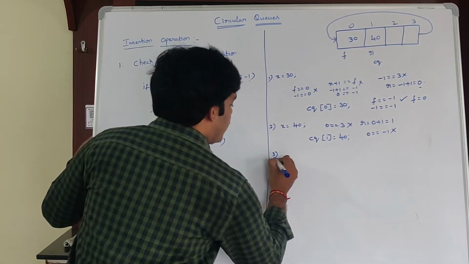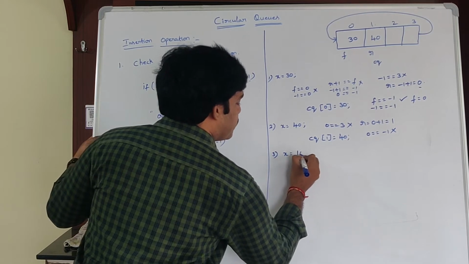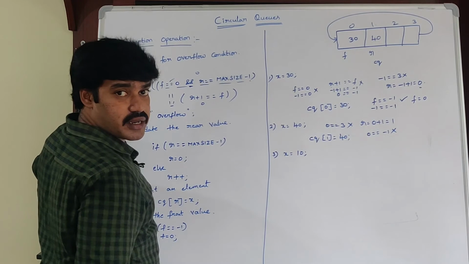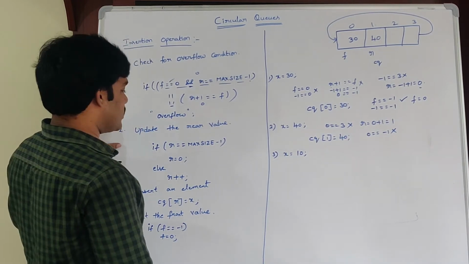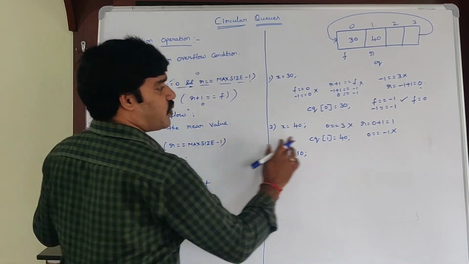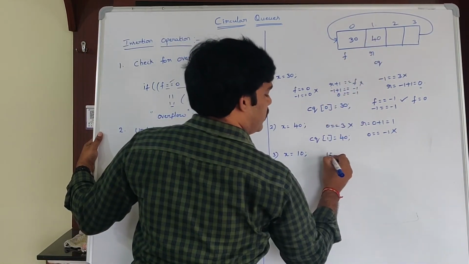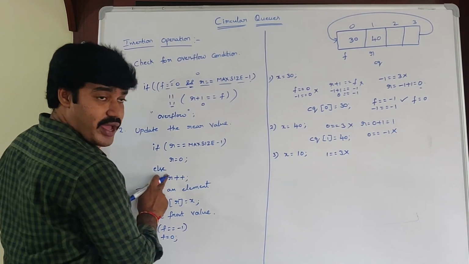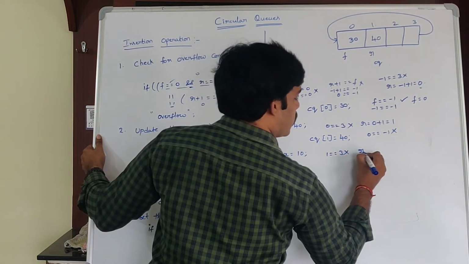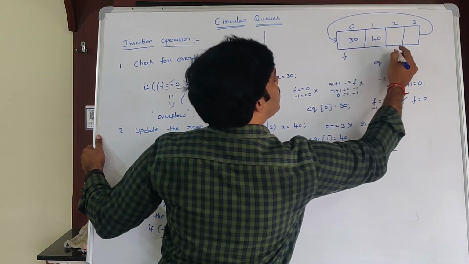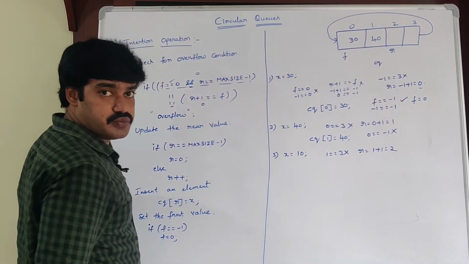Next, third element is x is equal to 10. Is circular queue full? No. Coming to the else block, update the rear value. Rear is equal to max size minus 1? Is 1 is equal to 3? No. Condition is false. Then how to update the rear value? R plus plus. R is equal to R plus 1 means 1 plus 1, that is 2. Now rear pointer reaches the value index 2.